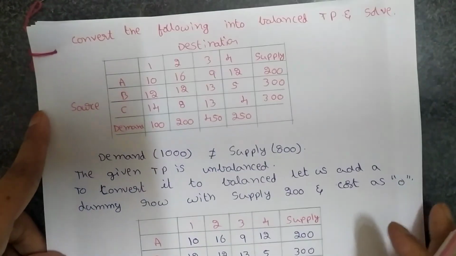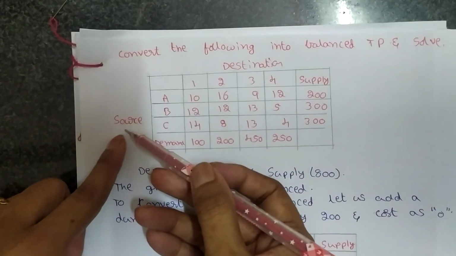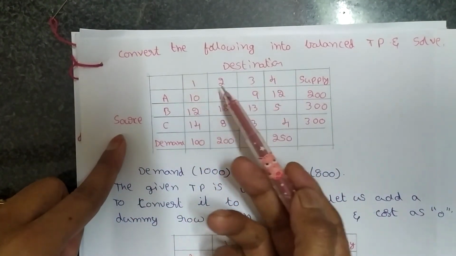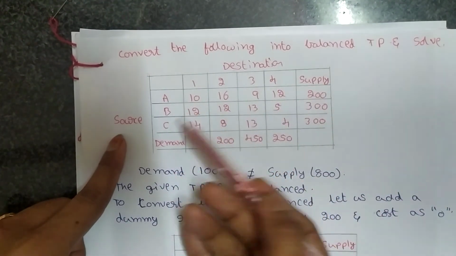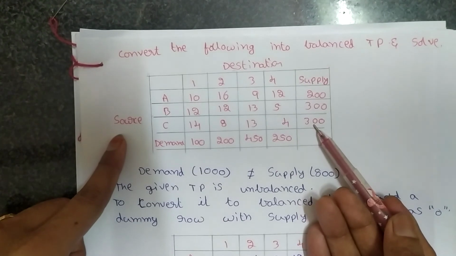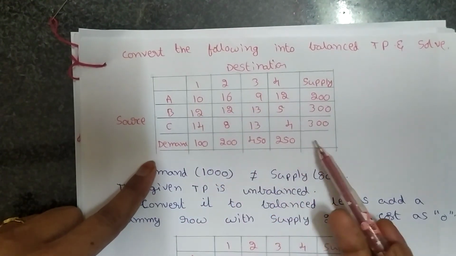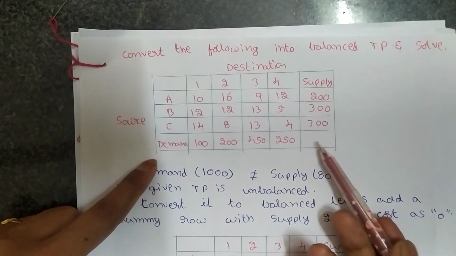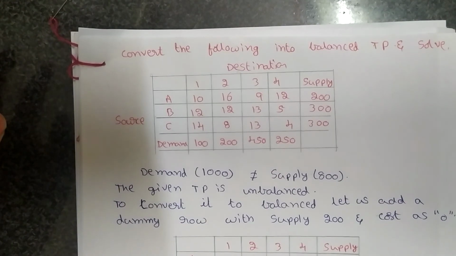Okay, for that I have taken a simple problem where A, B, C are the three different sources, and destinations 1, 2, 3, 4 are given in the problem. For sources A, B, C, the supply is already given, and for destinations 1, 2, 3, 4, the demand for each destination is also given. Now let us start doing this problem using the northwest corner method.